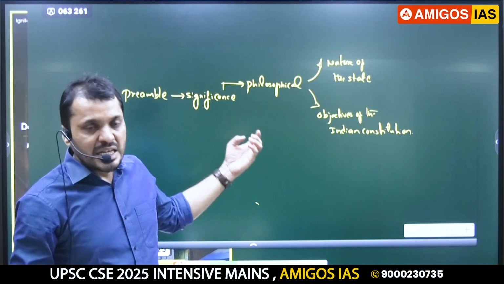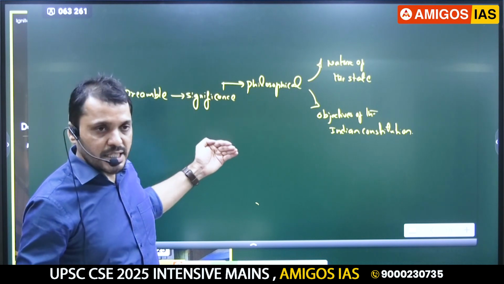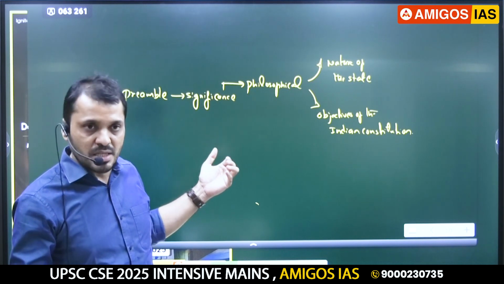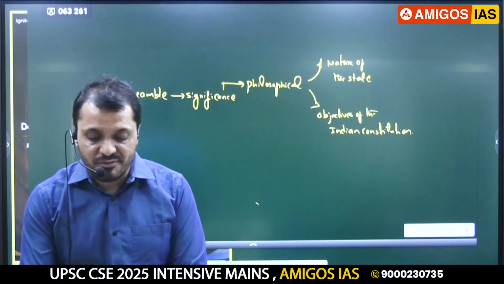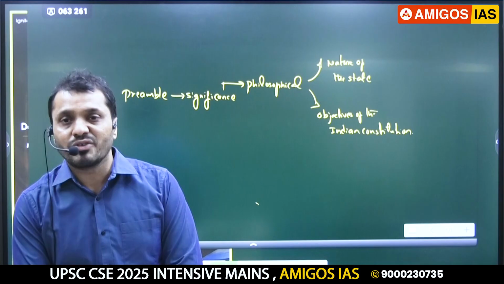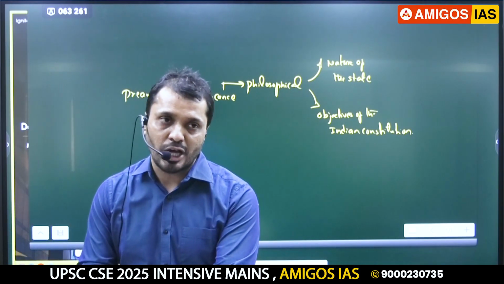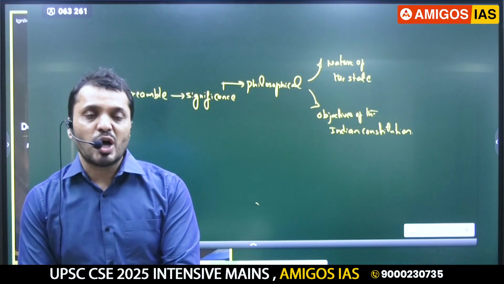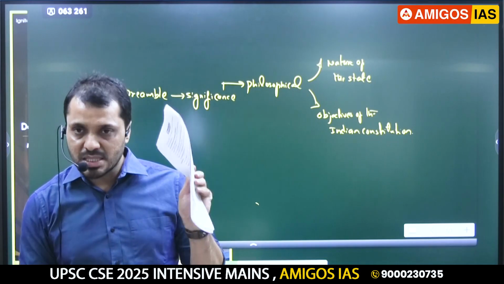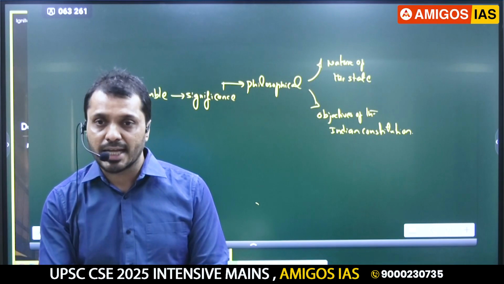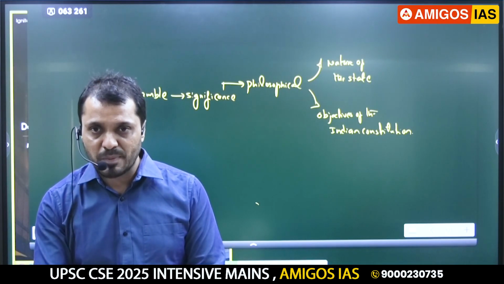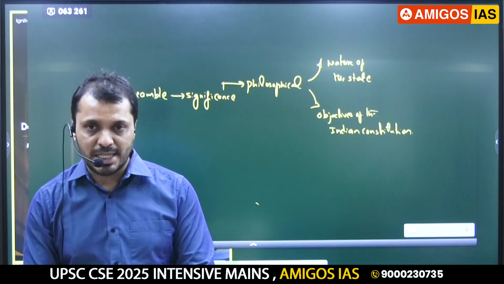I will quickly check whether the answer contains all these points or not. If yes, that's fine. The only challenge is that in GS papers you don't get enough time to brainstorm. You have to quickly identify these keywords and start the answer. That is possible only when you are very thorough with these model answers. Apart from these model answers, you will be provided with ready reckoner material for GS Paper 2. Please try to be thorough with that material.